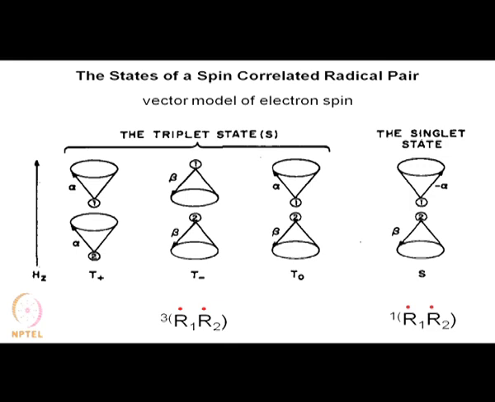Now how can you get this from T0 to T minus to T0? So that will require flipping of this beta spin to alpha spin. That means you need to change this one to this one.